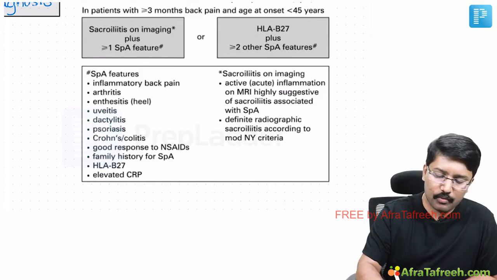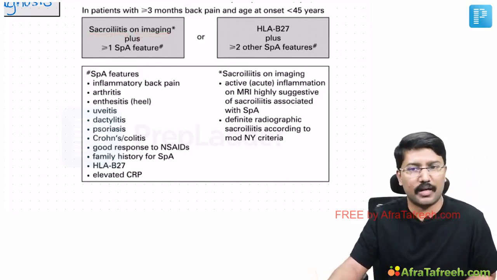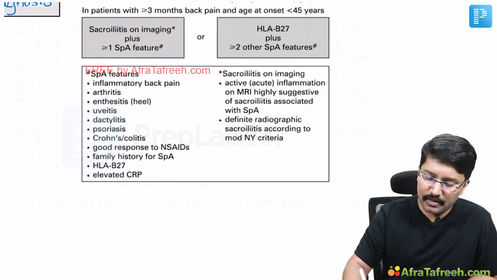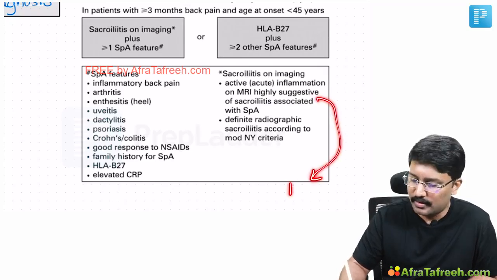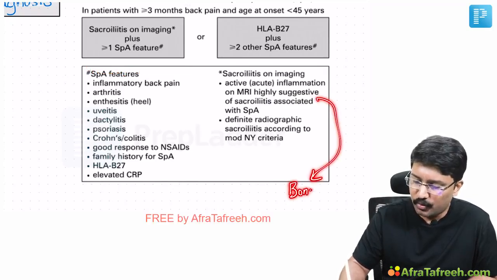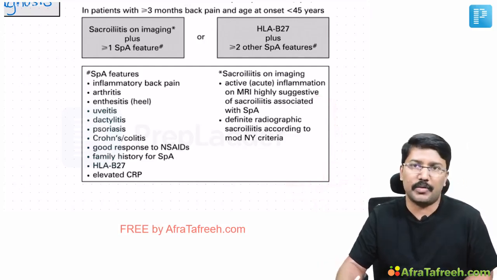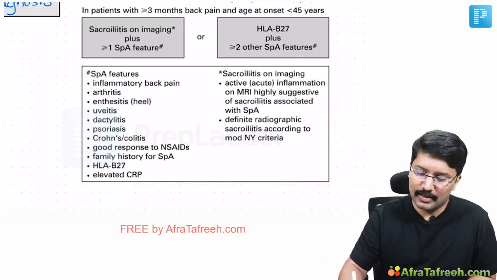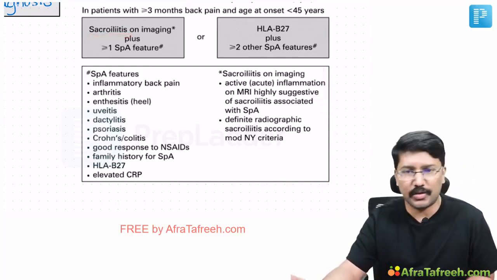Okay. Now talking about this sacroiliitis on imaging, right? So I told you MRI or X-ray can be done. If MRI finding is highly suggestive of sacroiliitis, we know what is the specific sign, right? Bone marrow edema around the sacroiliac region, right? Obviously, we are going with the STIR sequence or T2 with fat suppression imaging sequence, right? In that case, it is highly suggestive of sacroiliitis. So you say that there is evidence of sacroiliitis on imaging.